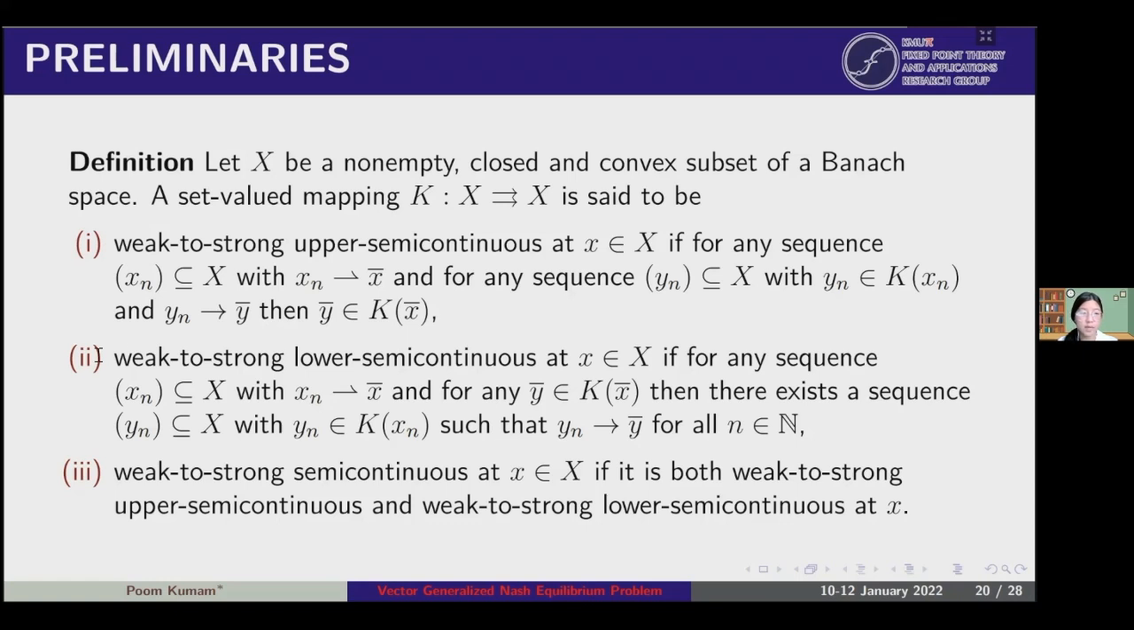Next, we say that mapping K is weak to strong lower semi-continuous at x if for any sequence x_n converging weakly to x bar and for any y bar belonging to the set K of x bar, there exists a sequence y_n such that y_n belongs to the set K of x_n and y_n converges strongly to y bar. So if K satisfies both conditions, then we can say that K is weak to strong semi-continuous at x.